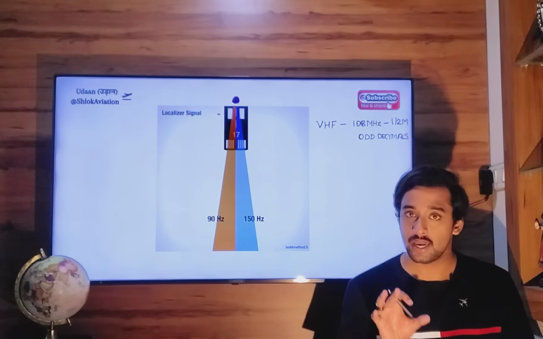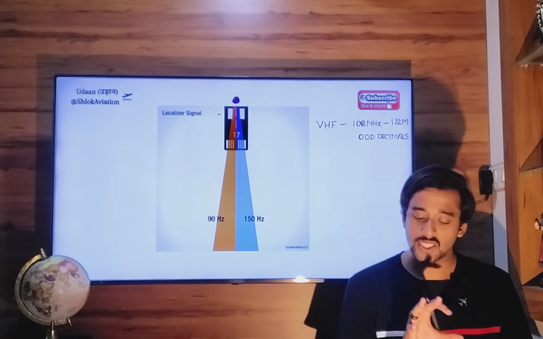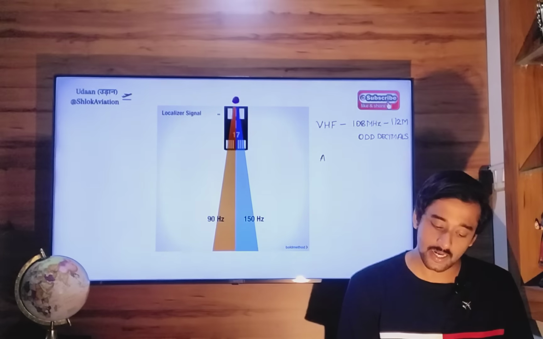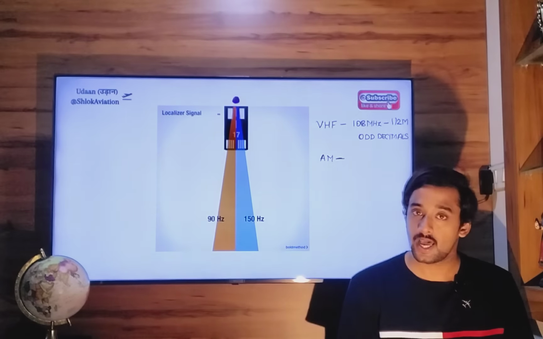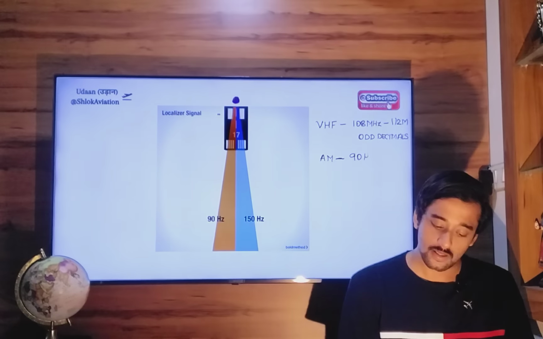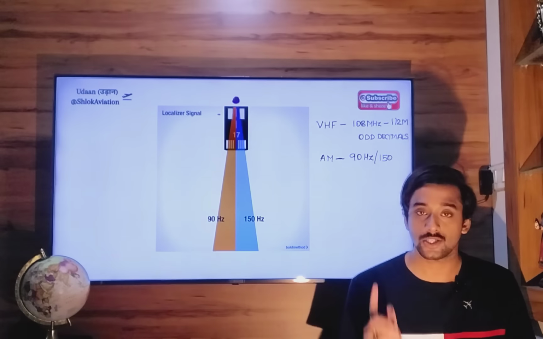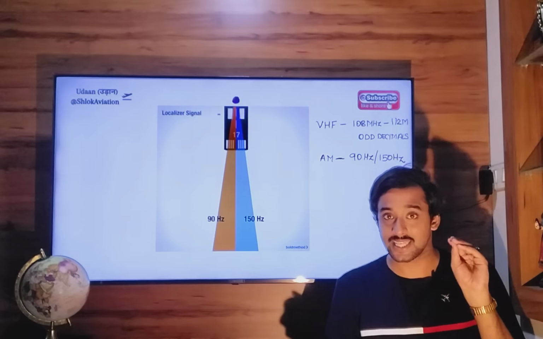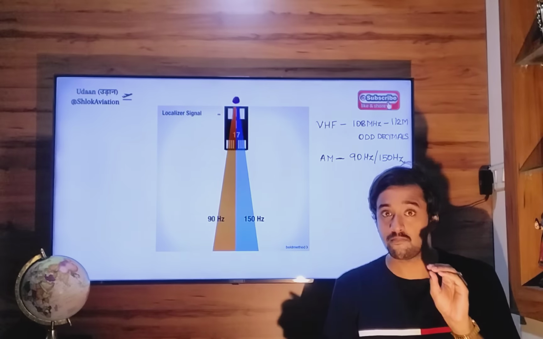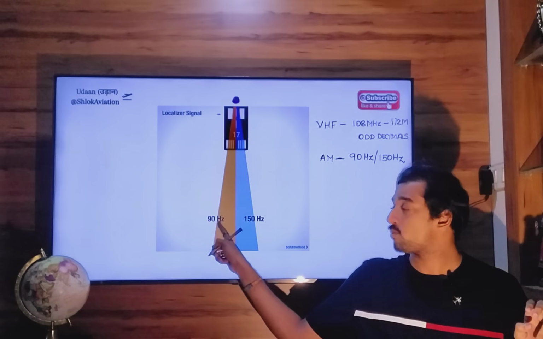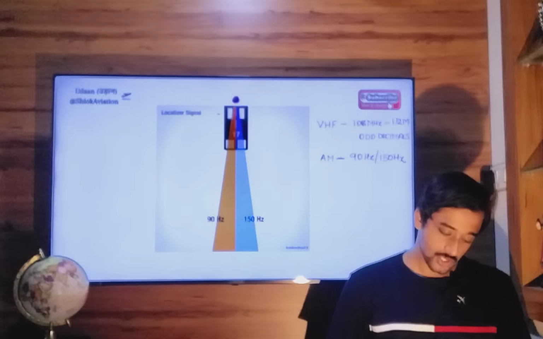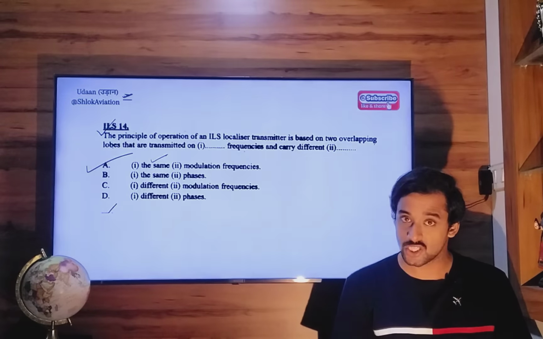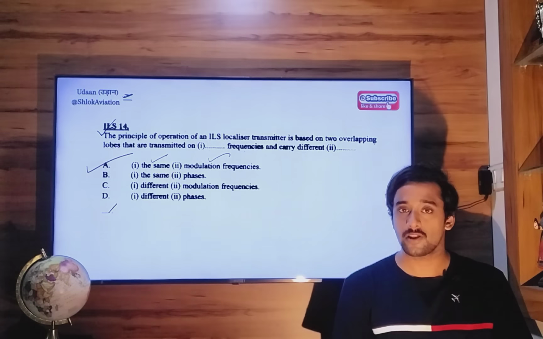This main carrier frequency between 108 MHz and 112 MHz will be further amplitude modulated at 90 Hz and 150 Hz as shown in the picture. That means it has the same carrier frequency, the same main frequency, but different modulation frequencies. So the correct answer is overlapping lobes that are transmitted on the same frequency, VHF band, different modulation frequencies.